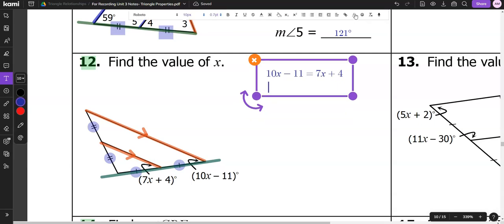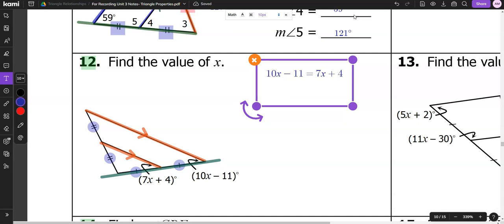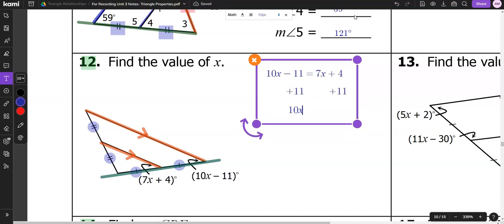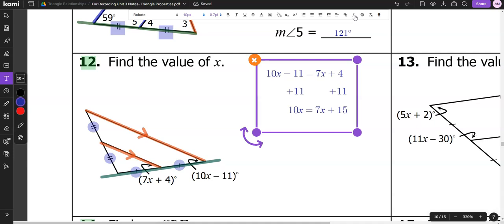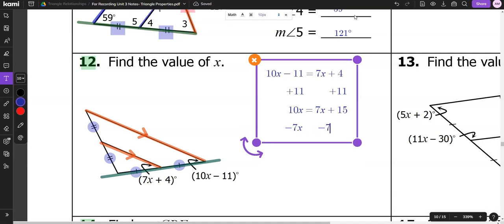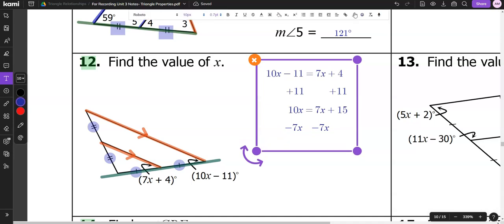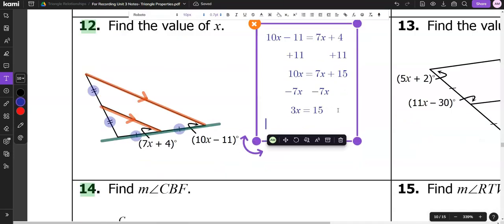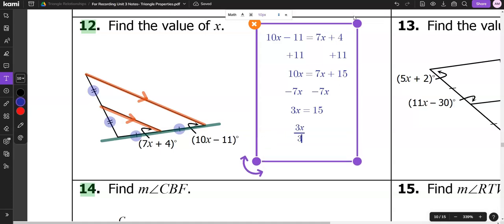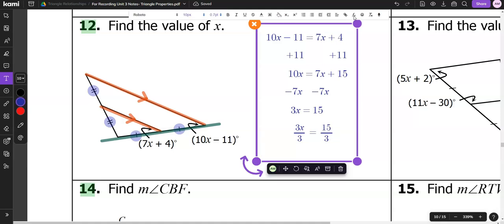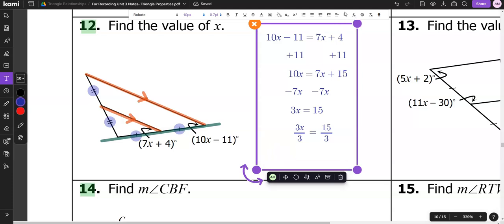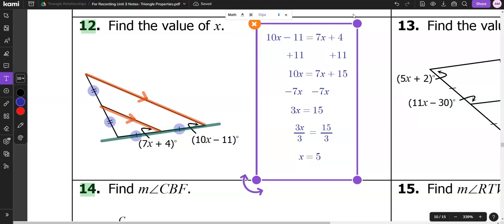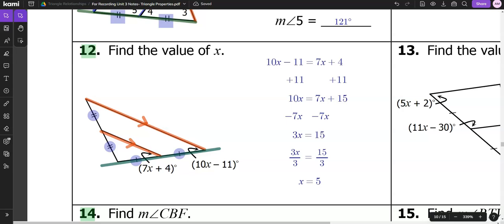And for this problem, I want to add 11 to both sides, which gives me 10x is equal to 7x plus 15. And then, of course, I'm going to subtract 7x from both sides. And that's going to leave me with 3x is equal to 15. And then I'm going to divide both sides by 3. So I have 3x divided by 3 equals 15 divided by 3. And that will give us a final answer of x is equal to 5. And that is what they wanted us to find, so we are done with this problem. Pause for a moment and make sure you get this one copied into your notes.